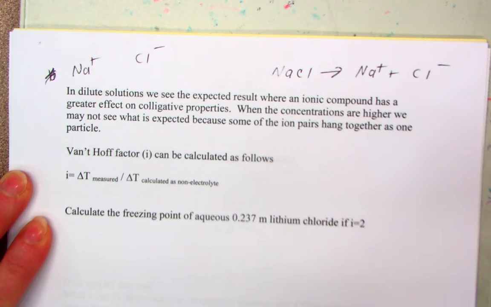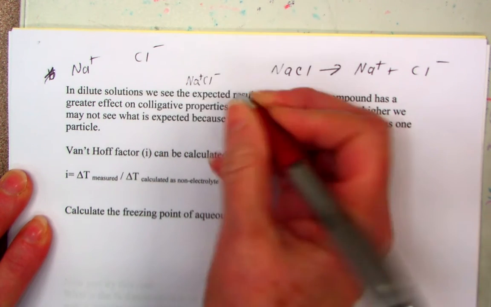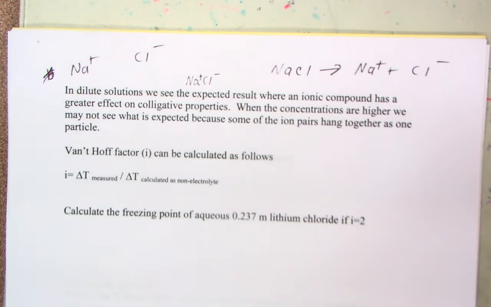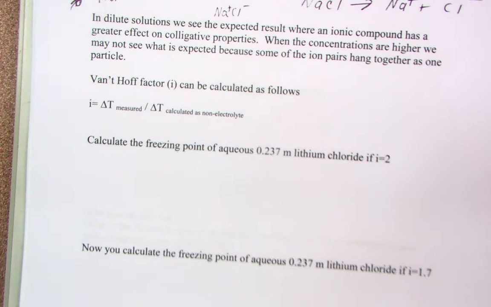But if you have lots of them, they can start hanging out closer to each other like this, and they can kind of hook up. And so we may not get the 2-for-1 that we're expecting. It might be 1.8 to 1 or 1.9 because a few of those ions hook up. So we have a way to consider this, and we call this the Van't Hoff factor.